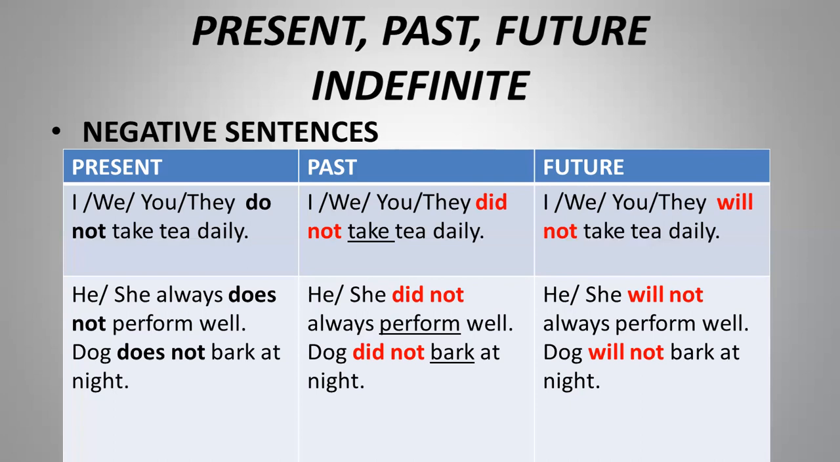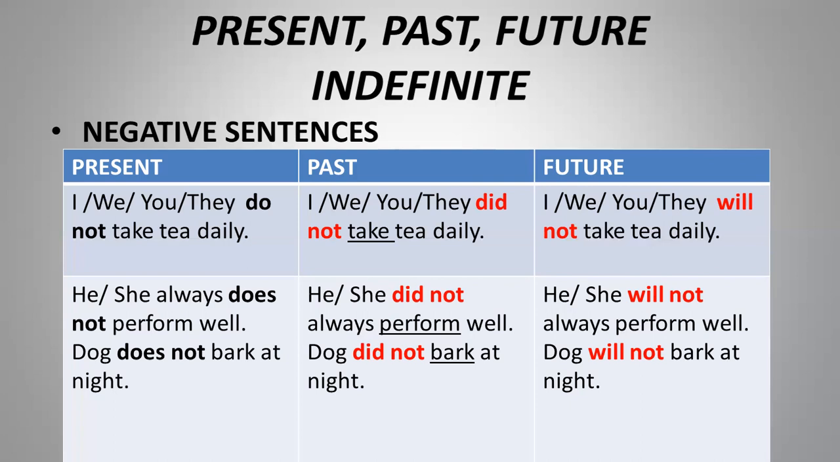One thing you have to keep in mind, I have underlined the word take because in positive sentences it was took in past. But when you use did, then you have to shift it back from past to present form. So if you use second form with did, it will be a big mistake. So keep in mind that with did, you have to use first form or present form of verb alone. For third person singular, again, same: did not. He did not always perform well, dog did not bark at night.